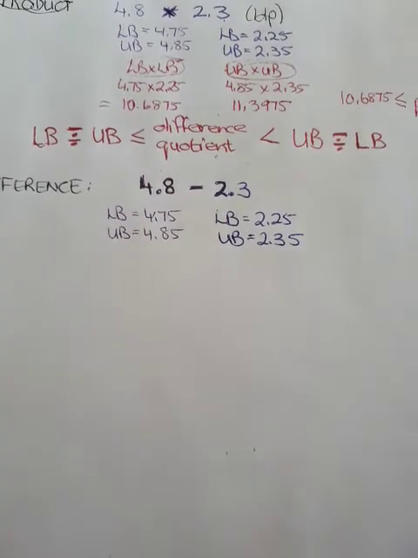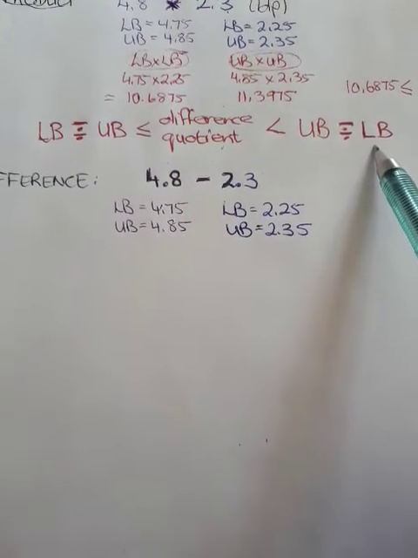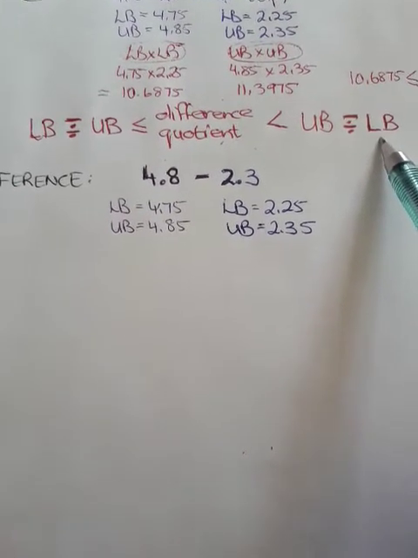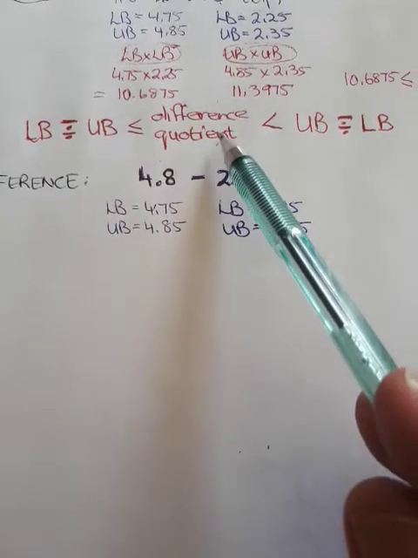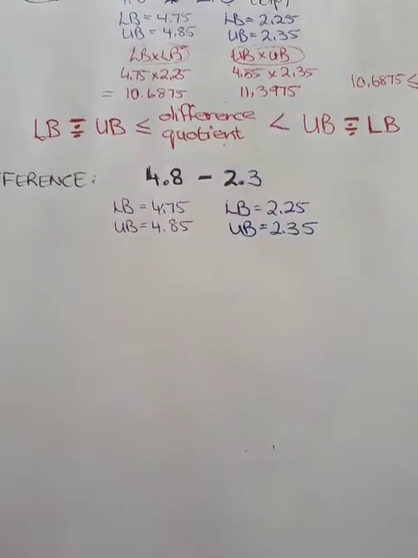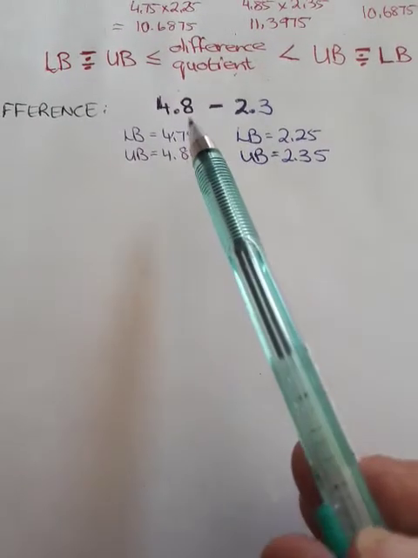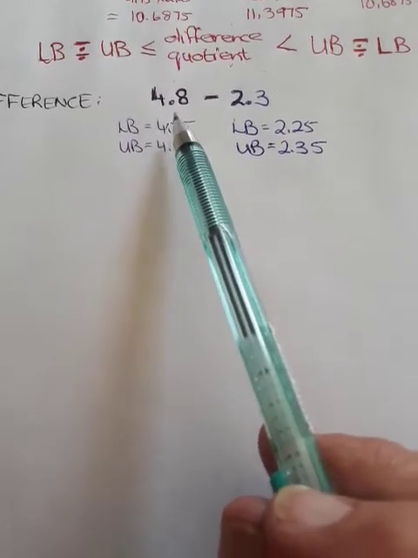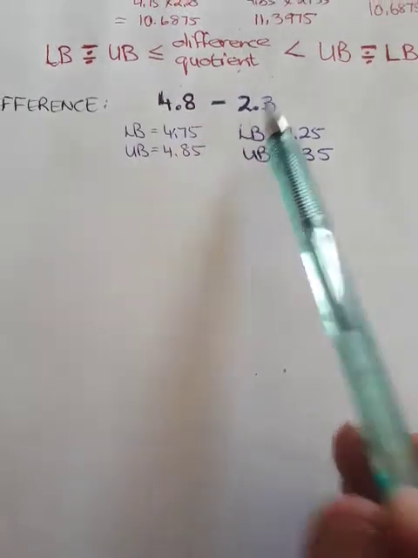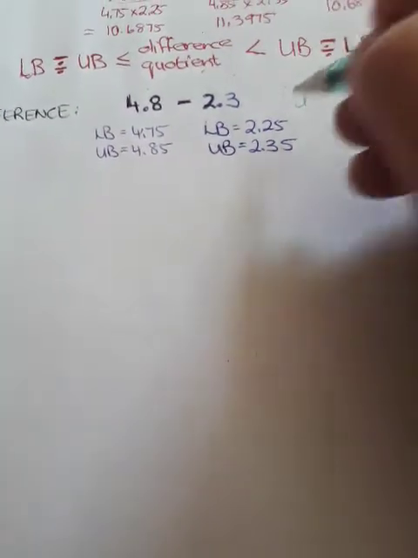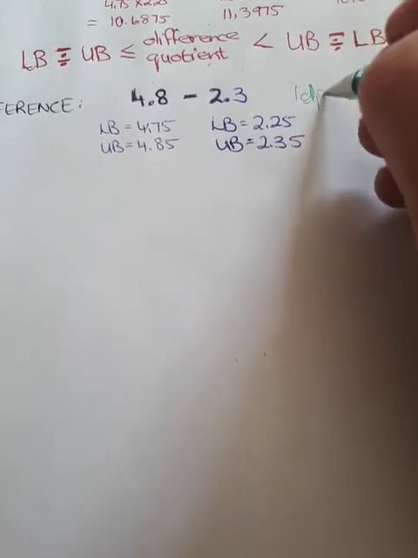So once again, people, you must simply learn to remember this, because that is what you must always use when you are asked a difference or when you are asked a quotient. I'm using the same numbers as the previous video, which makes it simpler. We have got 4.8 minus 2.3. They're telling us that it was rounded to one decimal point.